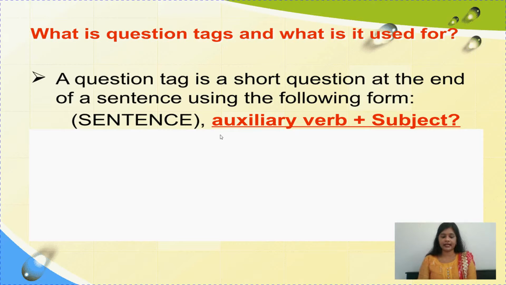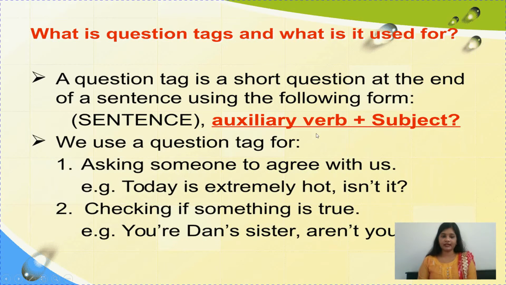So a question tag is a short question at the end of a sentence using the following form. See children, it has a particular form and you have to maintain it while writing. Otherwise you can commit a mistake. Like suppose you have written a sentence and after that you have to give comma, then auxiliary verb and subject. Auxiliary verb means children, helping verb. Suppose we are asking someone to agree with us. We know the answer, then also we want someone's opinion, okay, whether the person agrees or not.